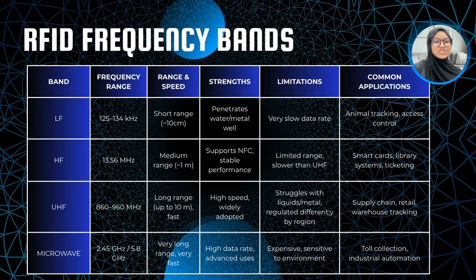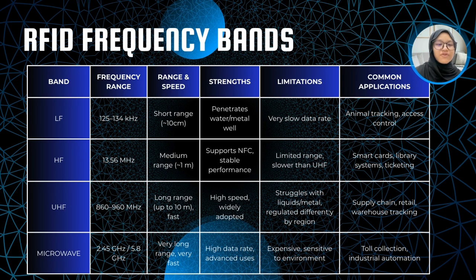Next one is HF, which means high frequency. This band operates at 13.56 MHz. It is the band behind NFC, which stands for Near Field Communication, which is used in contactless payments and library cards. It is faster than LF and supports more data, but the range is still limited to about 1 meter.